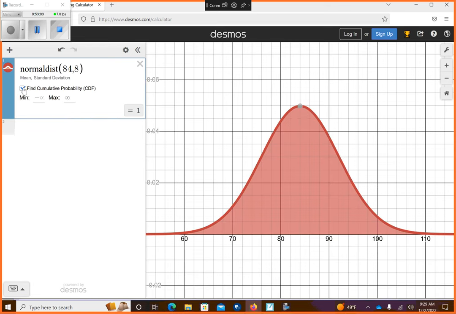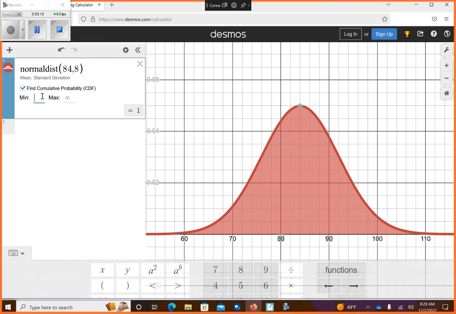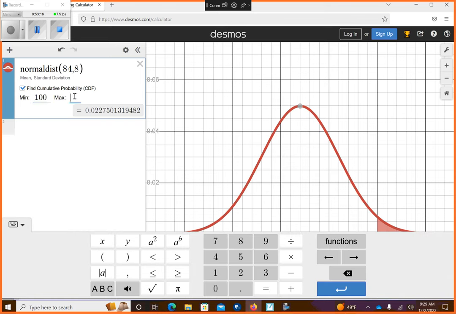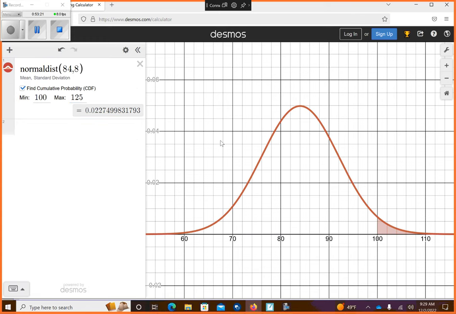I'm going to bring up my limits to it. And they tell us that the level is between 100 and 125. So lower level is going to be 100, 125. So my friends, we are looking at prediabetes between 100 and 125. What percent of people would have that? If you take a look, that's 0.0227, which is roughly 2.27% of people have prediabetes.